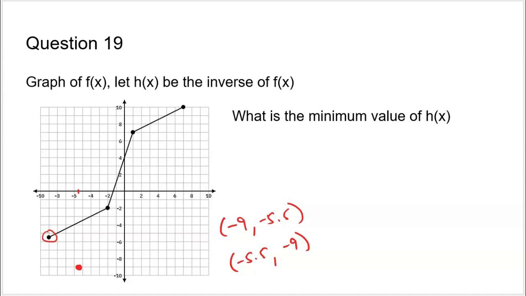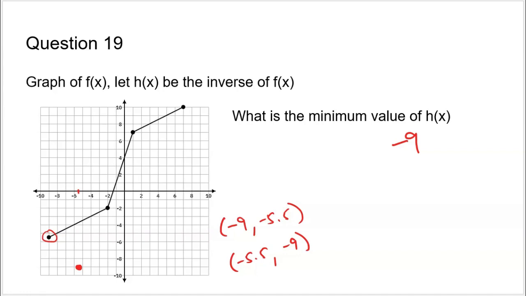So what's the minimum of that? Well, the minimum is going to be -9. So basically, if you think about it, the minimum of the domain from the original function is now the minimum for the range of the other function, of the inverse. So hopefully that makes sense.